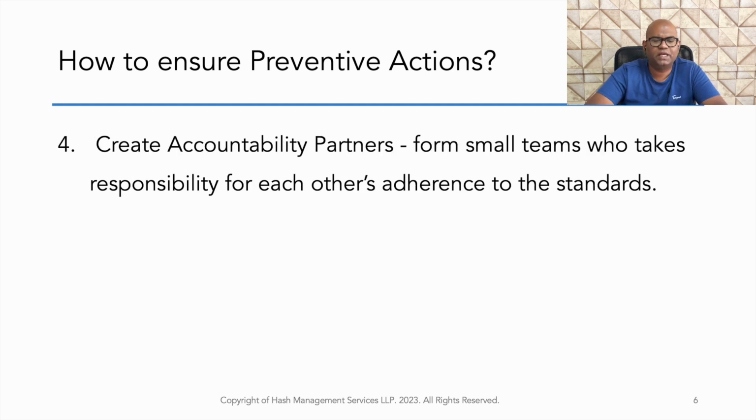The fourth point is creating accountability partners. Form small teams and make the operators responsible for each other in following the standards. So if the team follows the accountability standard, give them some increment or reward. So I am responsible for whether this person is following the standard, and he will be responsible for whether I am following the standard. So both of them can monitor each other. So this is the fourth point.